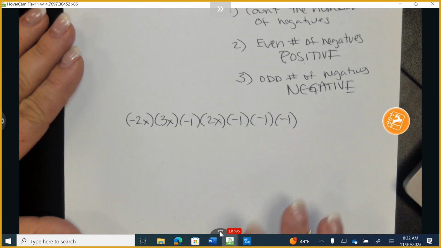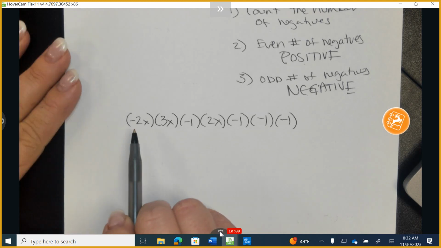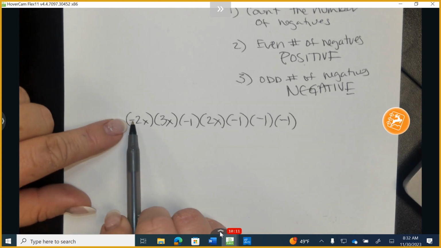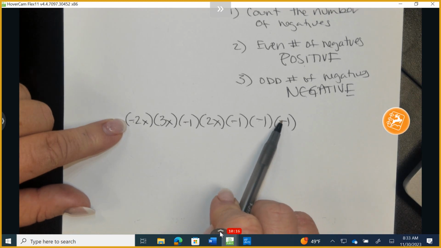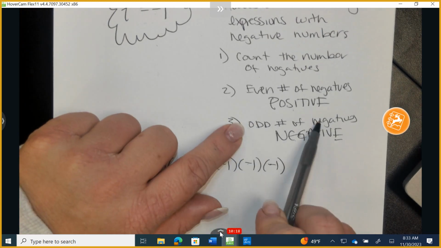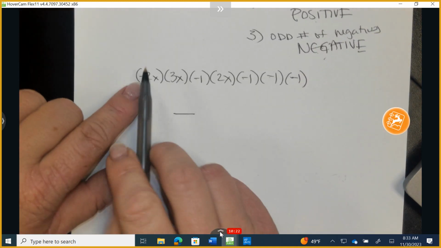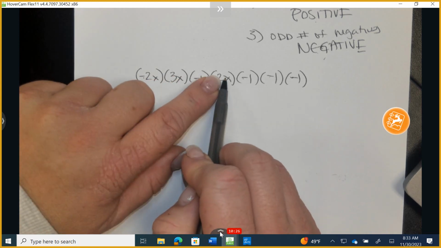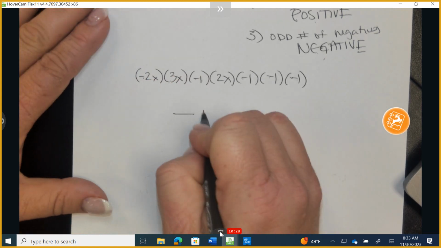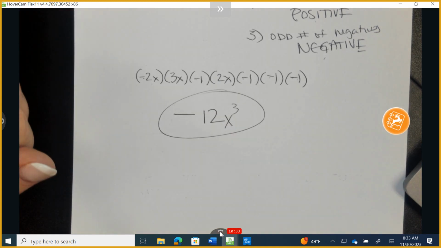So if I gave this to you and I said, can you please evaluate this? Here's what I would do to try to be quick. Let's first work on the number of negatives. There's 1, 2, 3, 4, 5. There's 5 negatives. An odd number of negatives produces a what type of answer? A negative answer. And then 2 times 3 is 6, 6 times 1 is 6, 6 times 2 is 12, 12 times 1 times 1 times 1 is still 12, and there is a total of 3 x's, x cubed. That's how I would evaluate it.